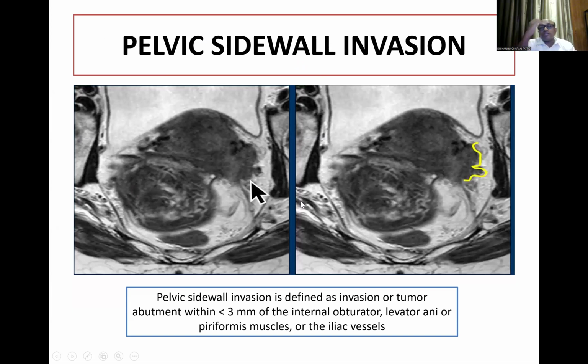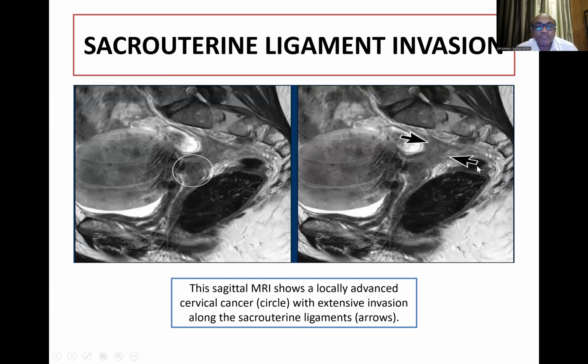Sometimes we have to understand whether there is pelvic sidewall involvement or not. So you have to see the obturator internus, piriformis, iliac vessels, and levator ani muscles. If the distance to the wall is less than 3 mm, we call it pelvic sidewall involvement.